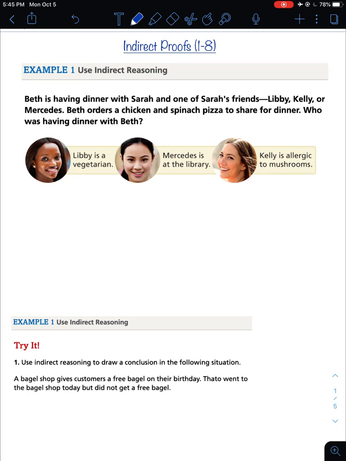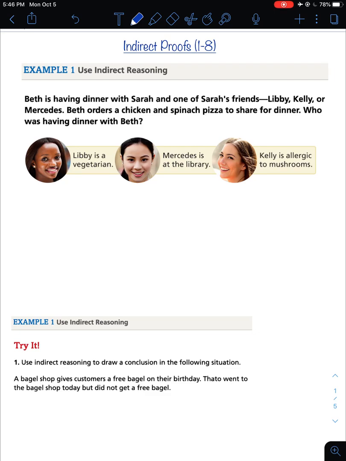So today we are going to be learning about indirect proofs, and this is lesson 1-8. Indirect proofs use indirect reasoning in order to show that a statement is true. What we're going to be doing with indirect proofs is showing that the alternatives, or the opposite explanations, are not possible in order to show that the original statement is true.